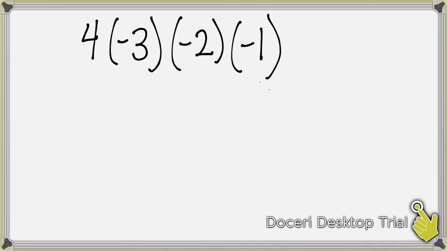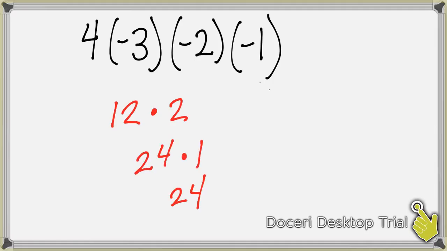So we're going to first notice that it's multiplication, and we're going to multiply like normal. We're going to say 4 times 3 is 12, and 12 times 2 is 24, and 24 times 1 is 24. I ignored the negative signs and I just multiplied. 4 times 3, which is 12, 12 times 2, which is 24, and then 24 times 1, which is 24.